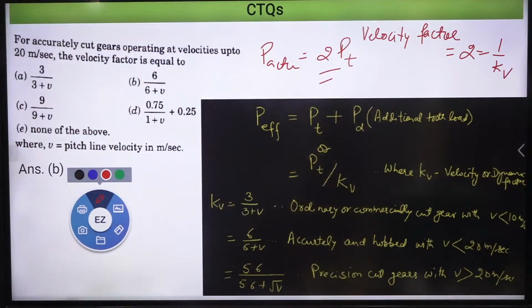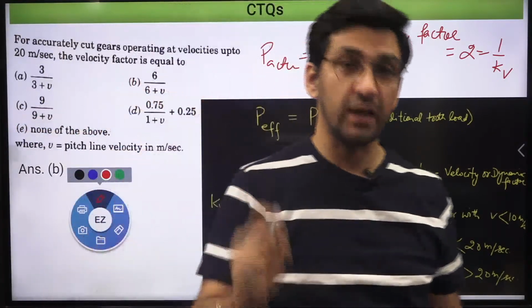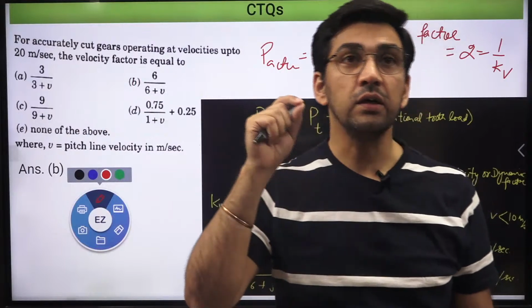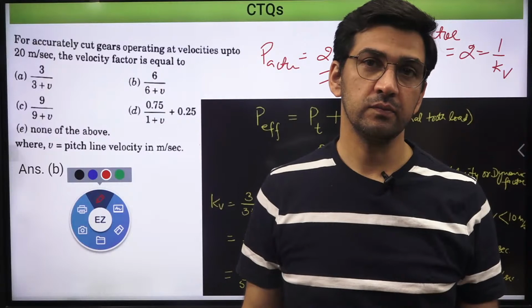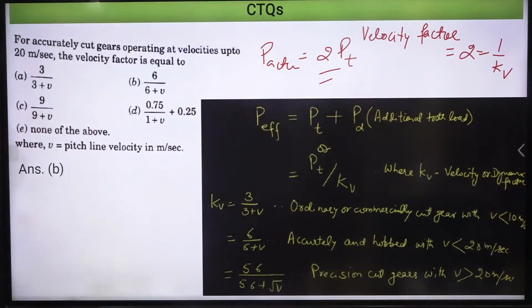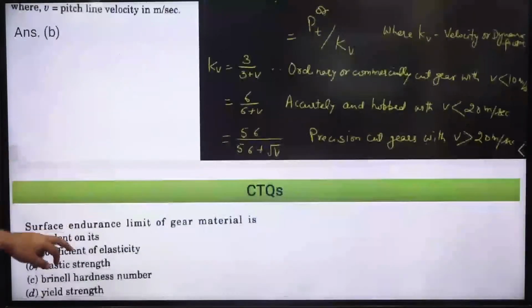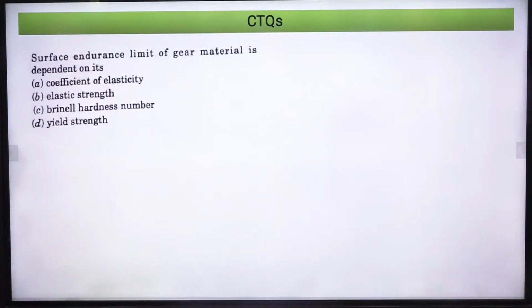So just keep it in mind always, the actual value of the tooth load is going to be greater than the tangential tooth load that you have calculated from the equation, that is the power equation, right? Anyway, this is how you have to do it. Okay, just go to this particular question. What it says: the surface endurance limit.